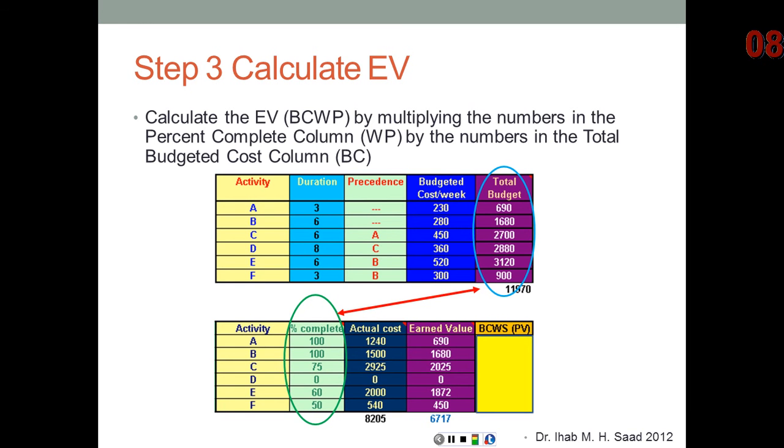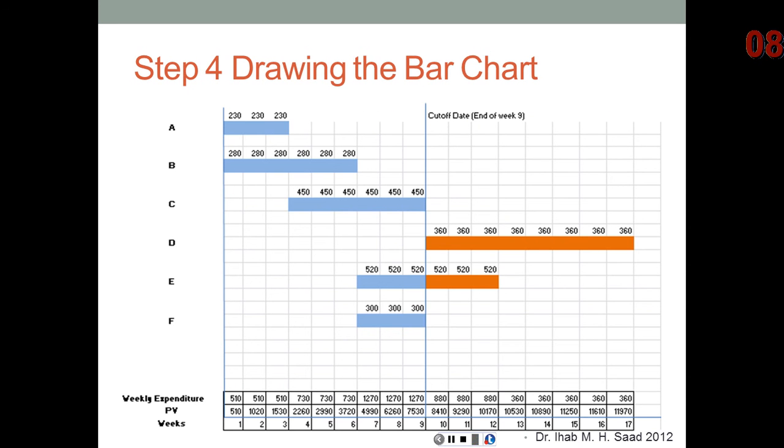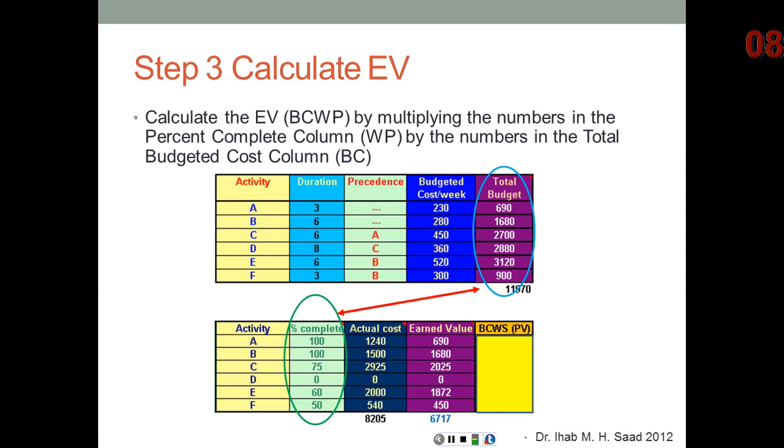Step number 4, we're going to draw that network. We are given activities, as we have here in this slide. We are given the durations, we're given the precedence. So what we're going to do is draw this network, and then draw a vertical line at the end of week 9 and measure by the end of week 9 what amount of work should have been complete. So what should have been scheduled by the end of week 9.